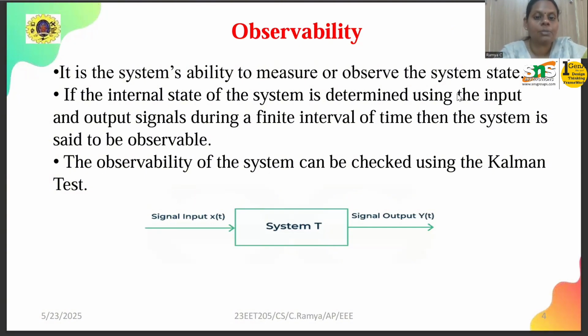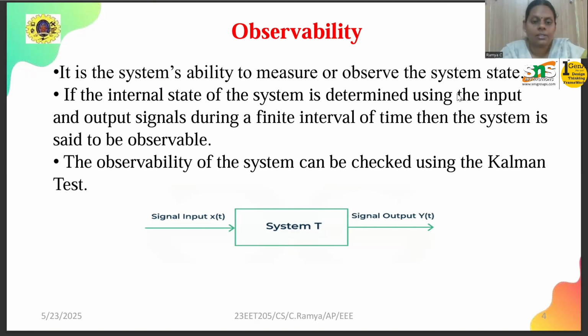A system is said to be observable if we can determine all its internal states by examining the outputs over time. This is critical when direct measurement of every state is not possible. We can use the output data to reconstruct the full system behavior.